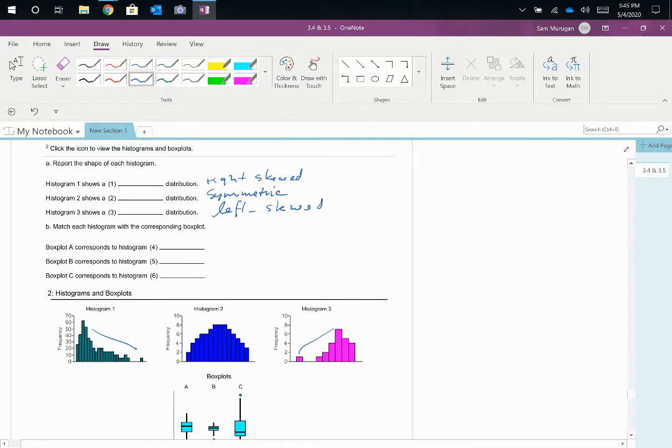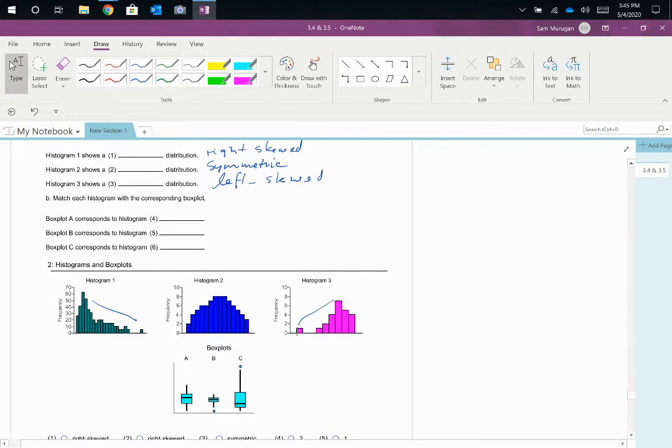Now, we have to look at which box plot corresponds to which histogram. So box plot A, the first box plot here, would correspond to, if you think about it carefully, look at where the data is between the two whiskers. The whiskers are symmetrical, so box plot A would correspond to histogram 2.